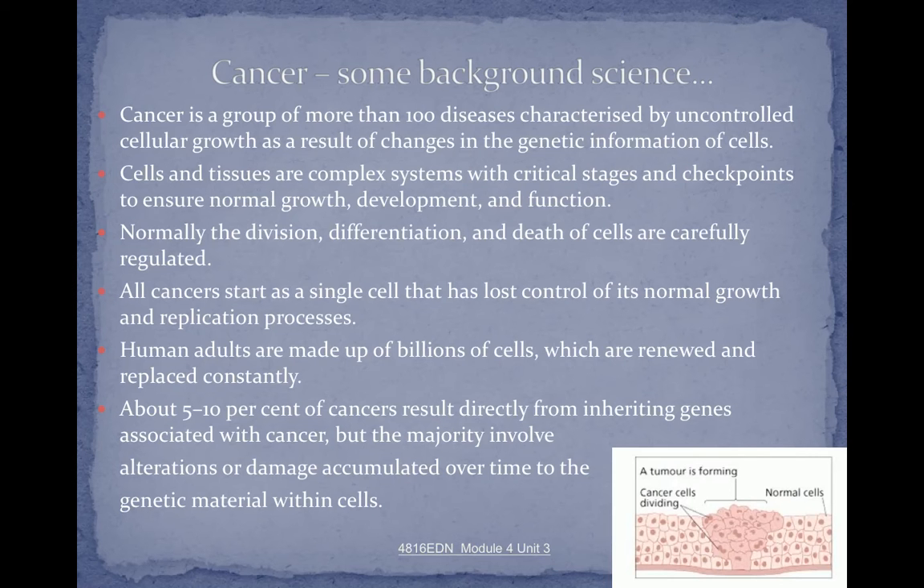Okay, so human adults are made up of billions of cells, which are renewed and replaced constantly. About 5 to 10% of cancers result directly from inheriting genes associated with cancer, but the majority involve alterations or damage accumulated over time to the genetic material within cells. So something within the nucleus of the cell. Here's a bunch of individual cells forming a tissue. Within that nucleus, we have chromosomes, which contain genes, because the genes give the instruction to the cell about what it needs to do.